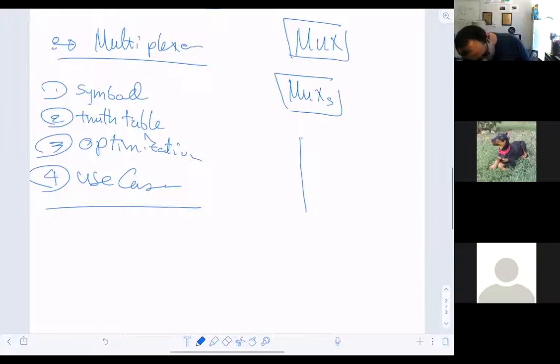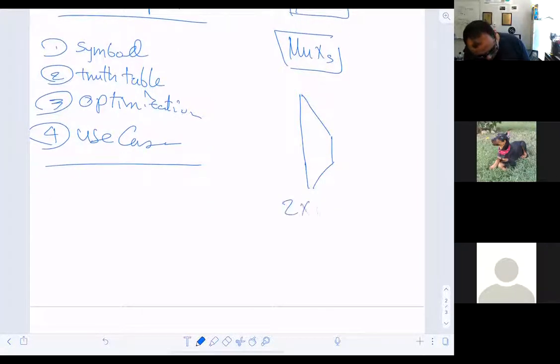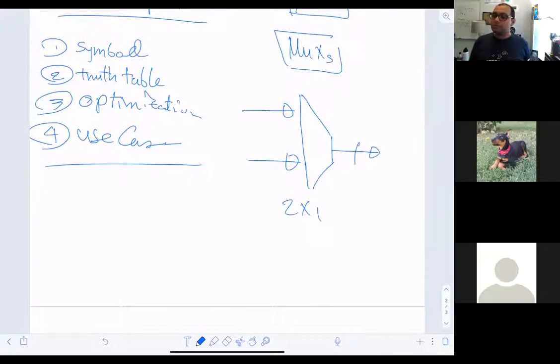The smallest version of the multiplexer is called 2x1. What does 2x1 mean? That means I have two inputs and I'm producing one output. I0, I1, and O0. So this is the symbol for the 2x1 multiplexer.